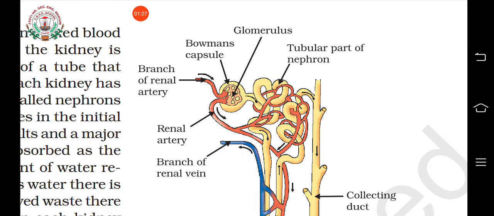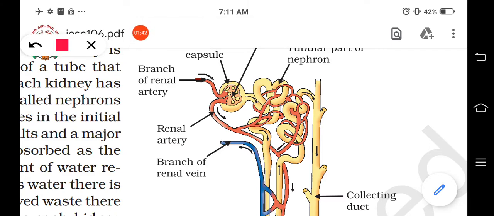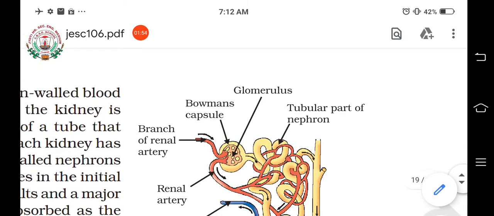Now in this video I am going to explain the process of urine formation, how urine formation takes place. Do you remember, in the Bowman's capsule there is a cluster, a group of small blood capillaries known as the glomerulus. This is the glomerulus, isn't it? So the glomerulus plays an important role. The tubular part and the glomerulus, they play an important role in the formation of urine. So let's see how the process of urine formation takes place.